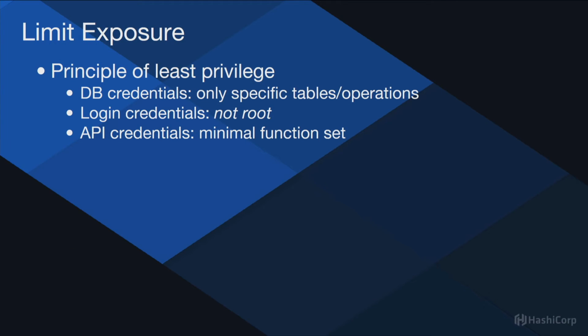All right, limit exposure. So this is the principle of least privilege. It basically says, look, you should not let people have more access than they need. And in Vault, we actually do this by having policies be denied by default. You have to explicitly give people access to get to things. So database credentials should only be for specific tables, specific operations, sequences, joins, whatever. Login credentials should not be root, right? Give the minimal amount of sudo requirement necessary. It should never be giving someone sudo to bash, right? So API credentials, minimal function set.